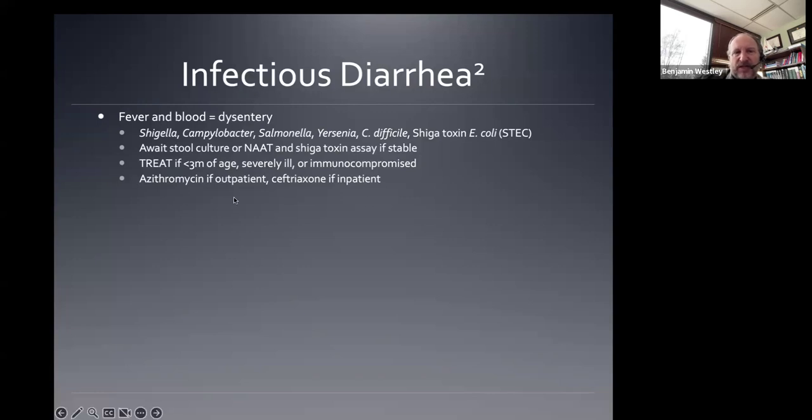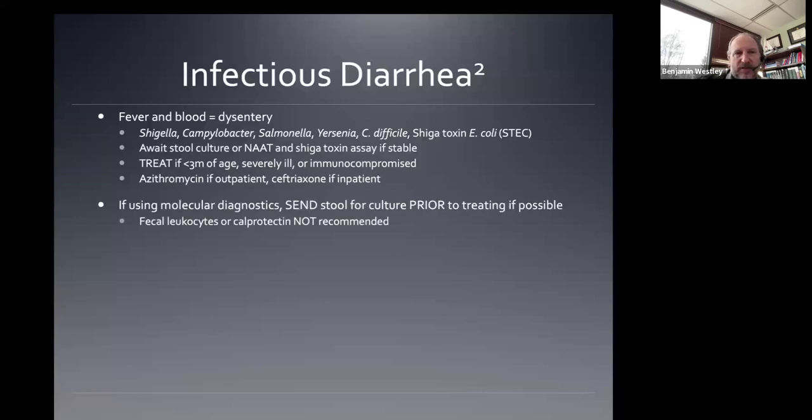Outpatients could be treated with azithromycin, and you could actually do that for an inpatient that was taking orals if you wanted. Ceftriaxone is an option if an inpatient.